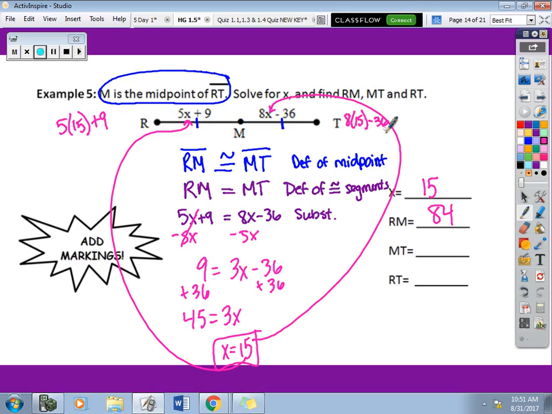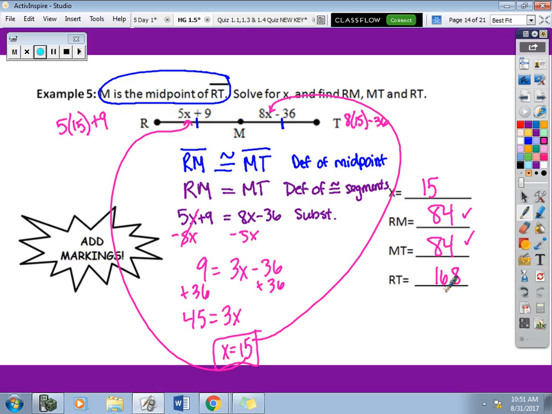8 times 15 minus 36, does that equal 84? Yes, okay. So that means that obviously I got this question right because I got the numbers to match. And then we add those together, so what is the length of RT? 84 plus 84 is? 168.